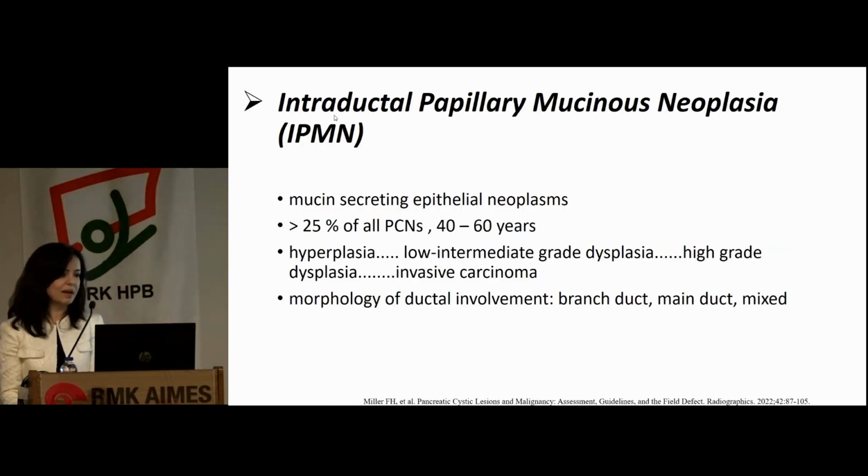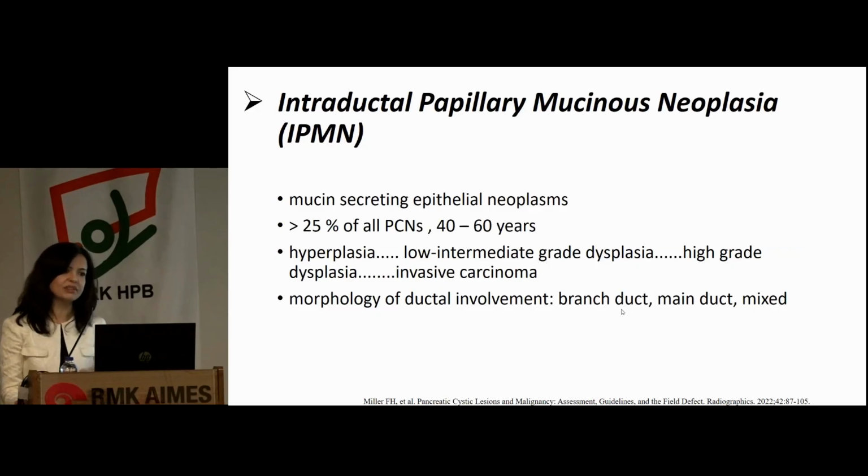The last subtype I will mention are the IPMNs. They are mucin-secreting epithelial neoplasms, and due to the secretion, one will see dilatation, mainly in the main pancreatic duct. At the time of diagnosis or during follow-up, they may be associated with hyperplasia, different grades of dysplasia, or even invasive carcinoma. They have 3 main subtypes according to morphology of ductal involvement.